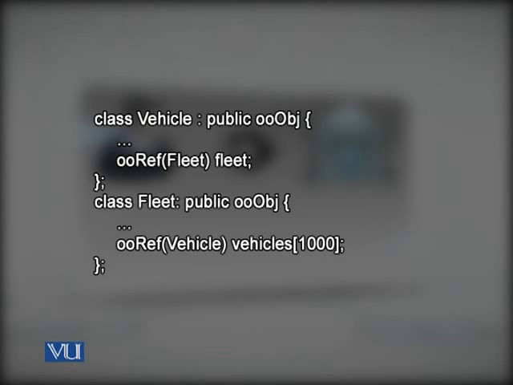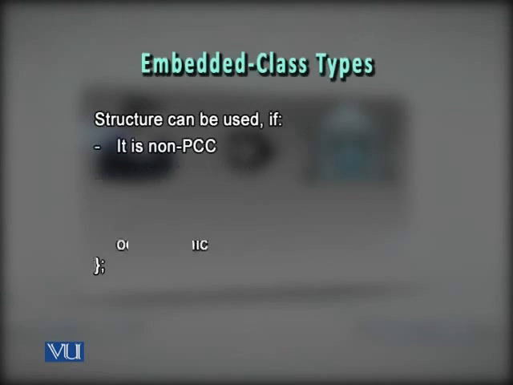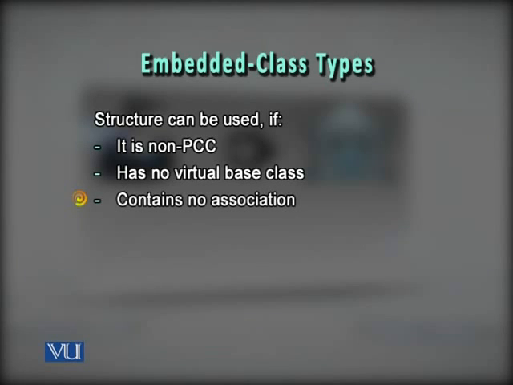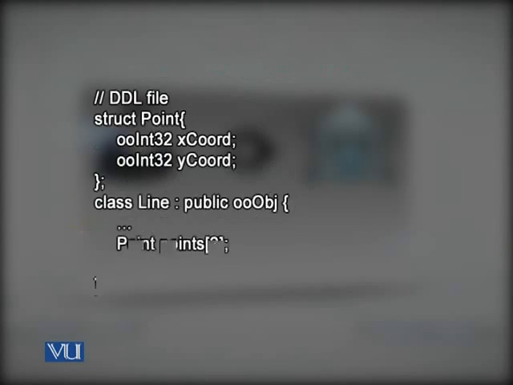Then there is another type that can be associated with an attribute, and that is the embedded class. This is a class which is non-persistence capable, or you can call it a structure. So an attribute can be of class structure given there are some conditions. One is that it is obviously a non-PC. Secondly, this definition has no virtual base class. Thirdly, it cannot contain association, and it has only some fixed or allowed data types. The example is given here on this slide.